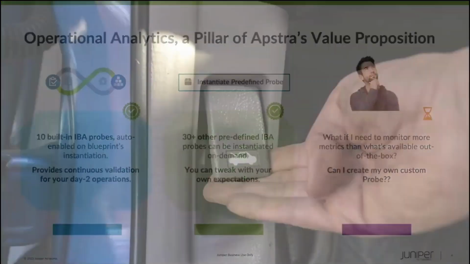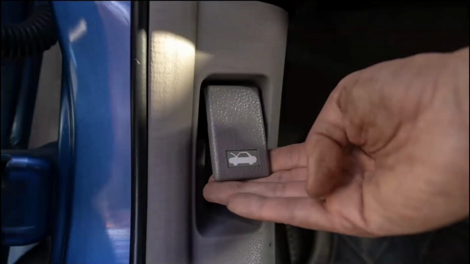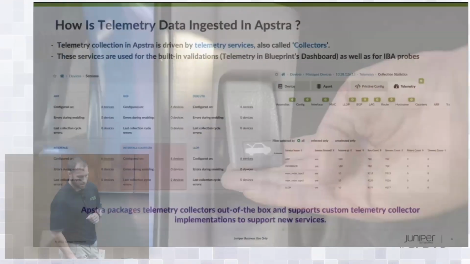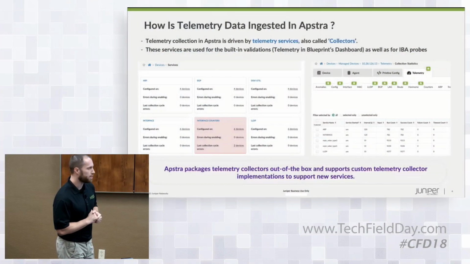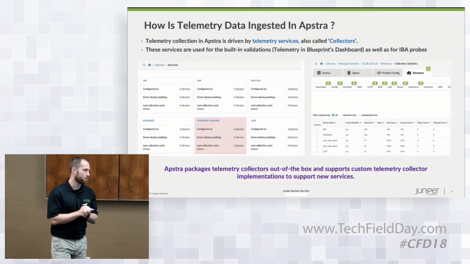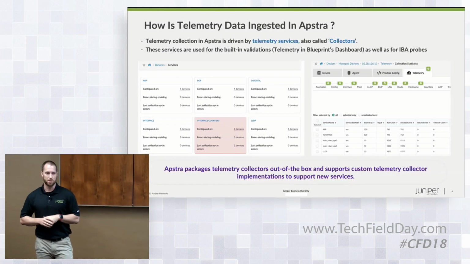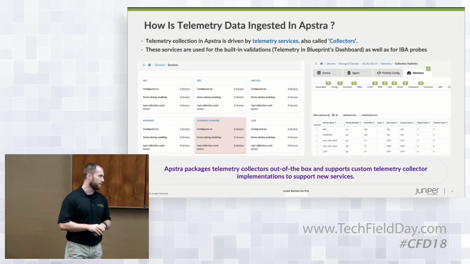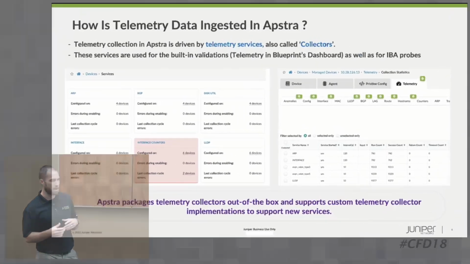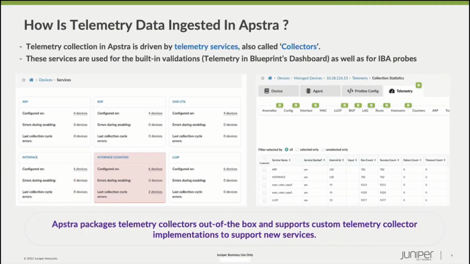So let's pop the virtual hood of Apstra and see how data is actually collected. Telemetry data is ingested in Apstra via services called collectors. And you can see some screenshots of Apstra in here, things like we collect ARP and BGP and MAC and interfaces and LLDP, standard things that you would expect. And we use those to wire them into our intent-based analytics engine. And we'll see that in a second, and you'll see the power that can provide.